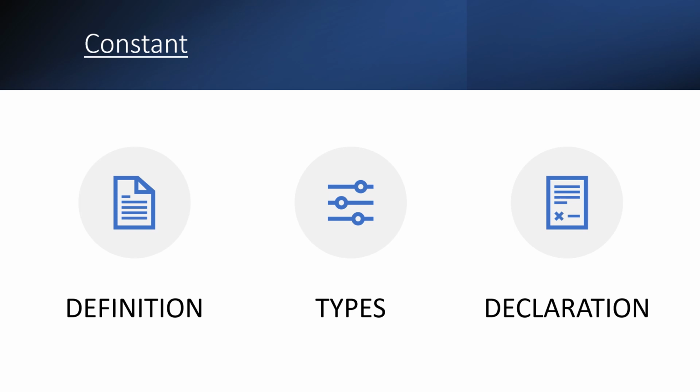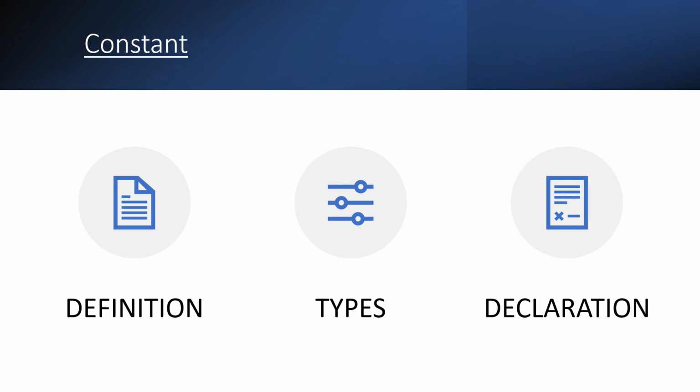The second rule is that there will be no blank space between the hashtag symbol and the define keyword. So, for example, hashtag define PI 3.14. Now, hashtag and define will not have a space between them, whereas define and PI can have a space, and PI and the value of PI can have a space.